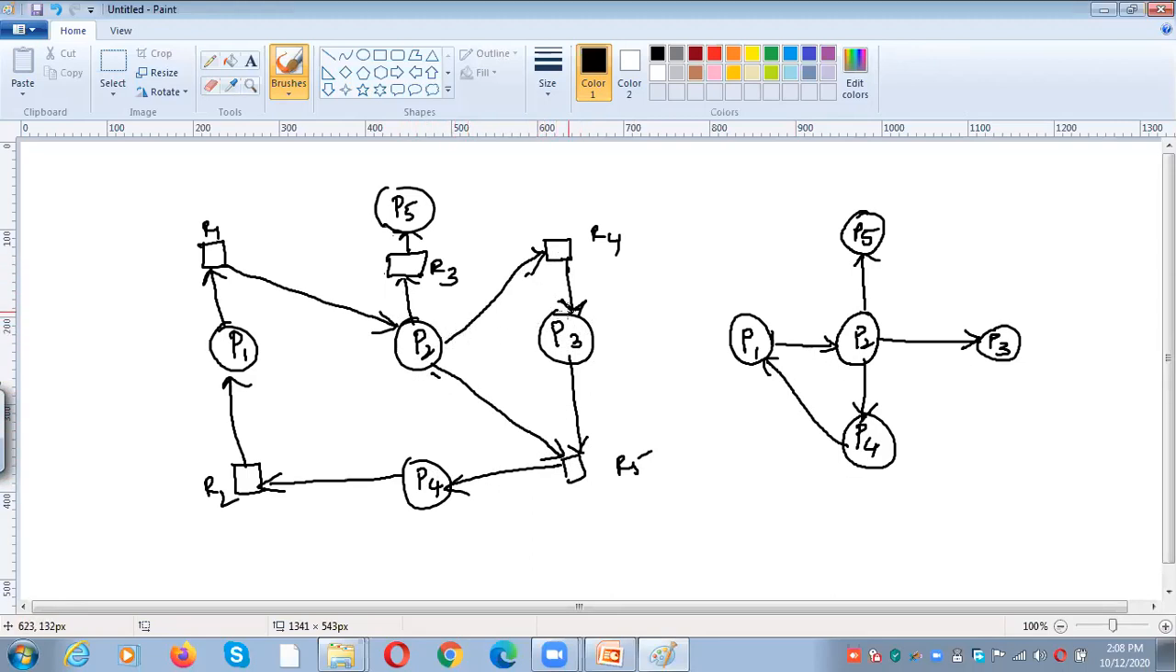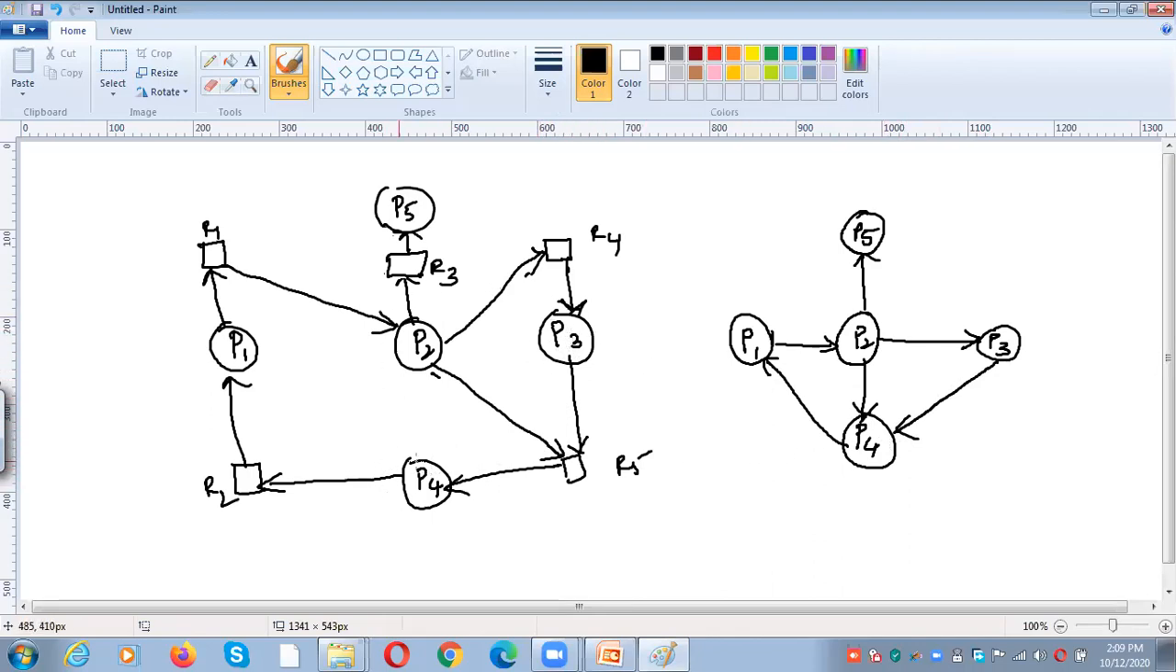P2 is waiting for P3, so that is done already. Now the P3 outgoing connection. P3 is requesting R5 and it is allocated to P4. So it is waiting for P4. So P3 is also done.